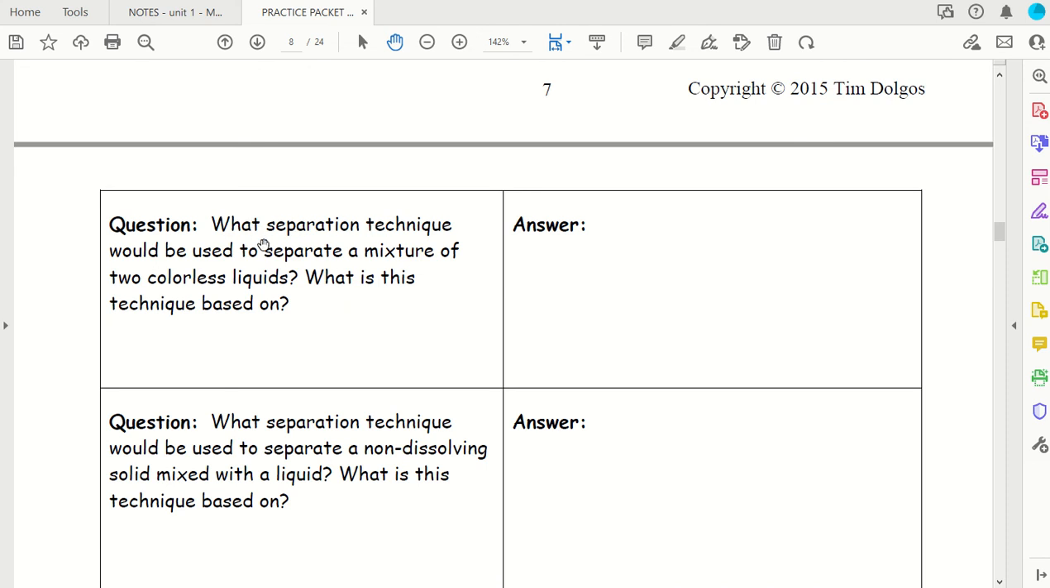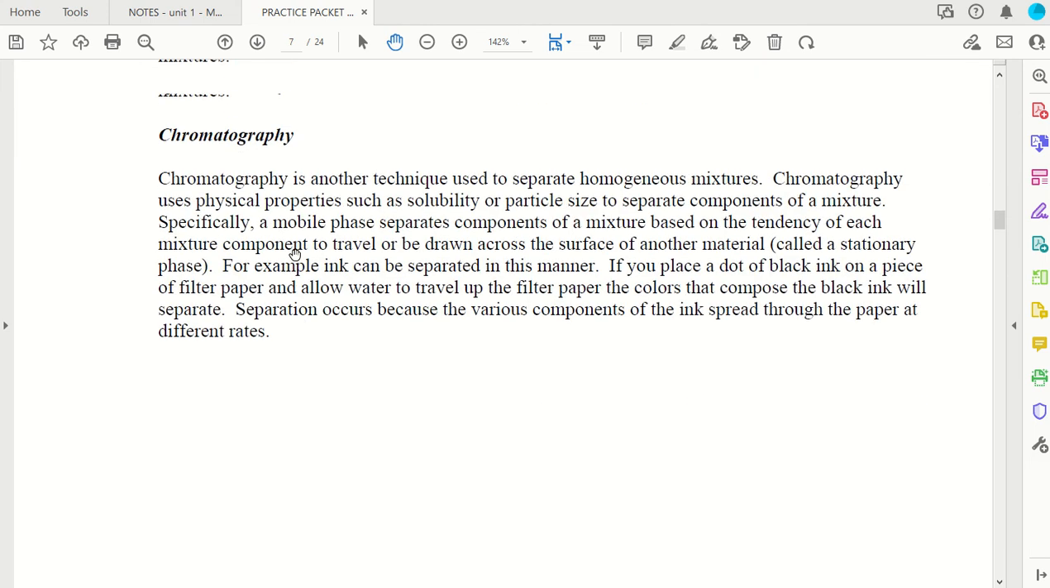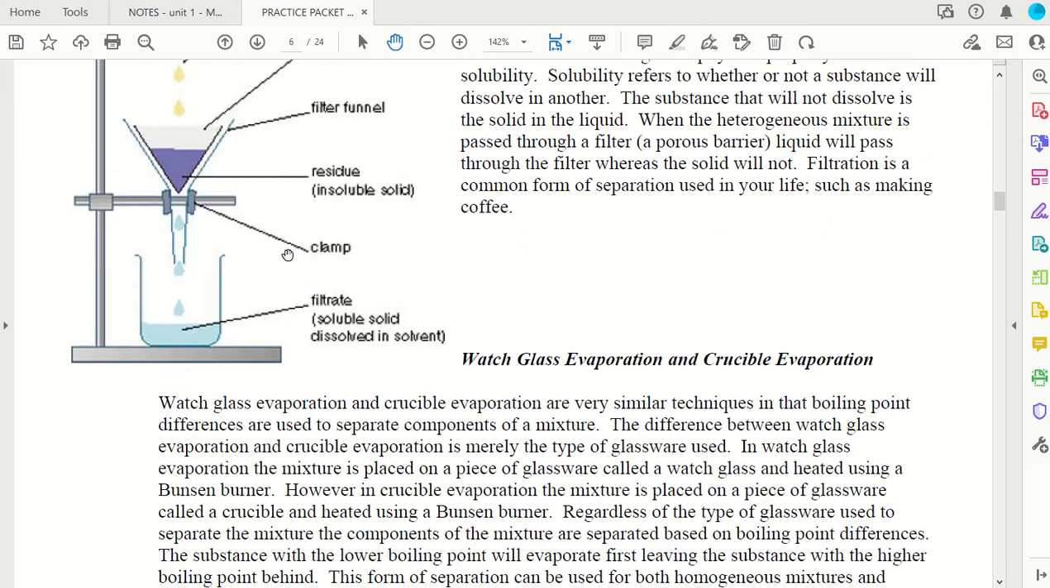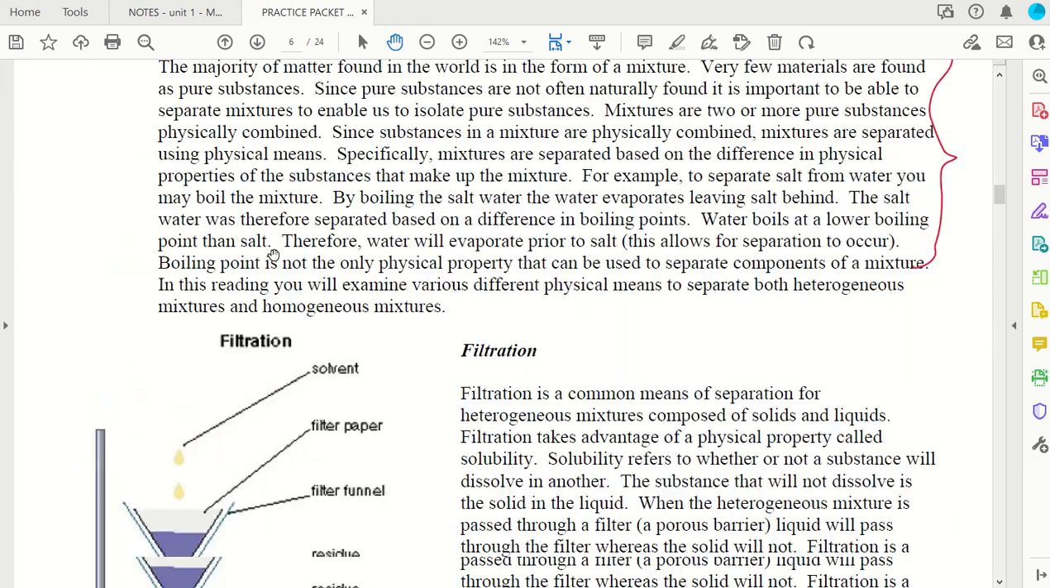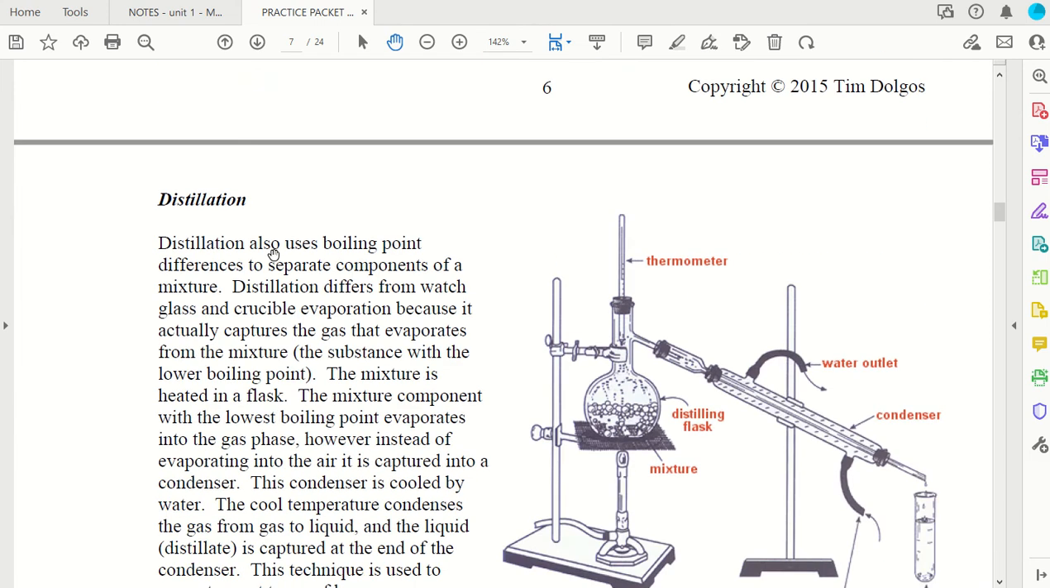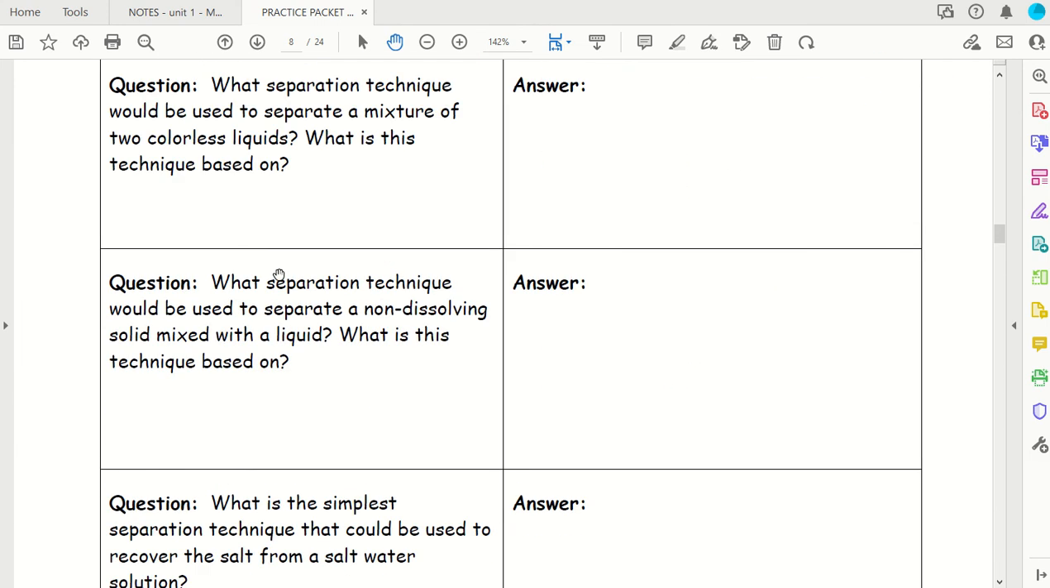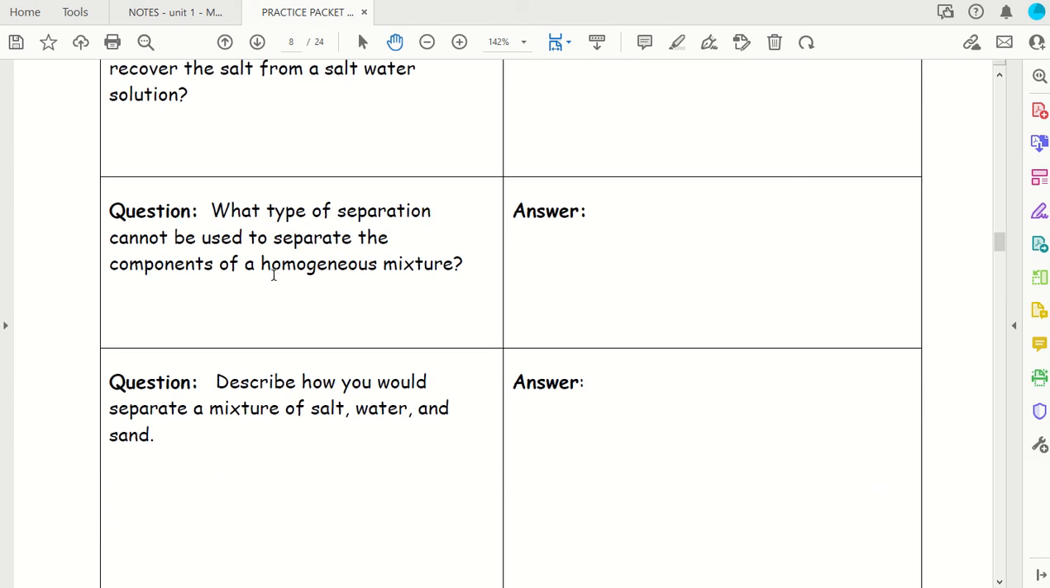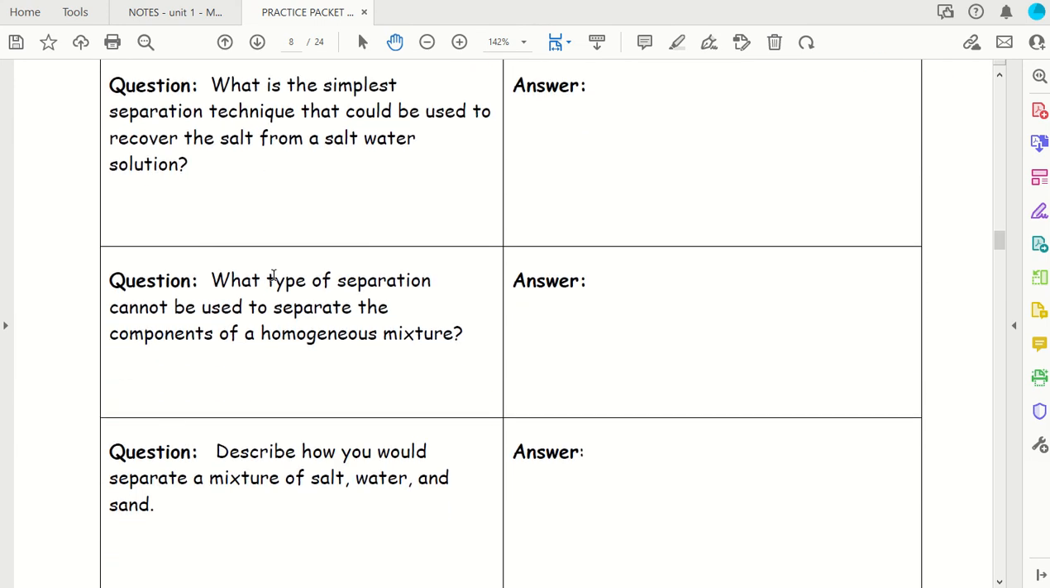So what separation technique would be used to separate a mixture of two colorless liquids? Well, we know the answer from our notes, but you also can just use this as a handy recall tool, I guess, to answer this. So if you just have your practice packet, you should be able to answer these questions. I really want to help you with one of these. Let me just tackle one random one.